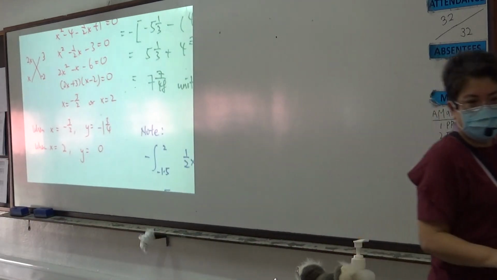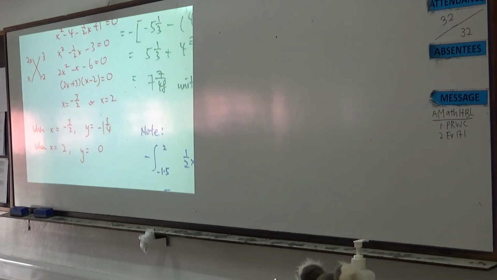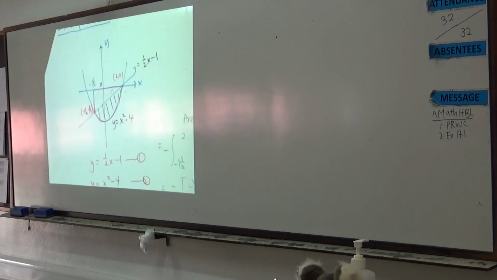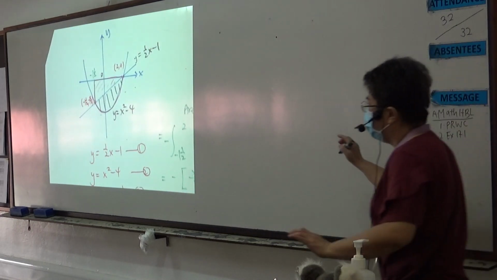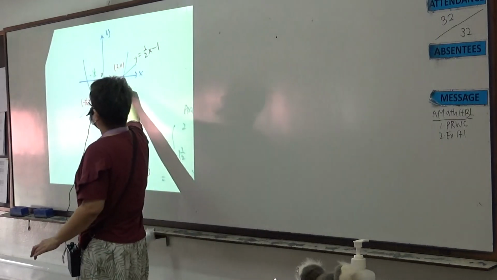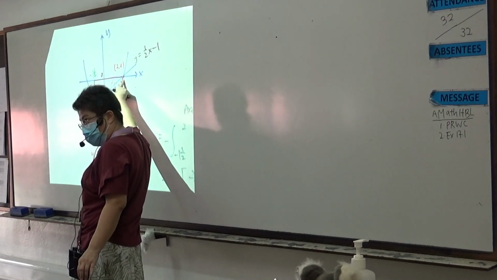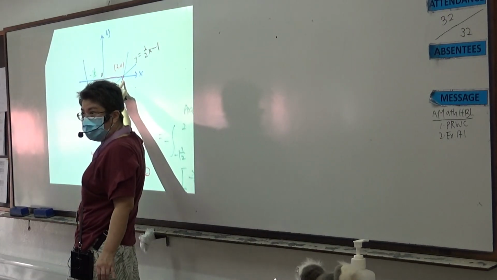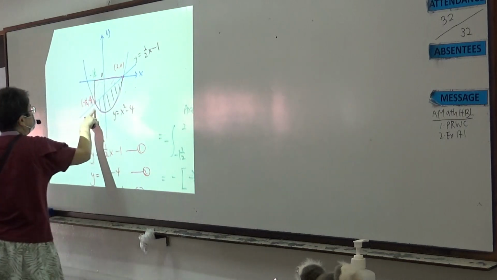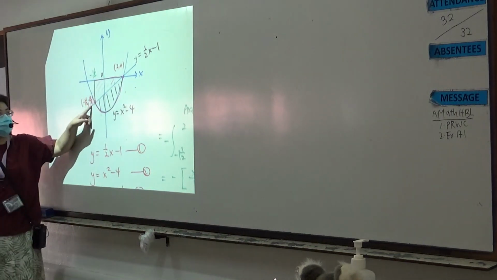So what do I do after I get the two coordinates? I will plug it in. Can you see I plug it in? This is 2, 0. Auntie, uncles, are you okay? This is negative 1.5, negative 1.75.